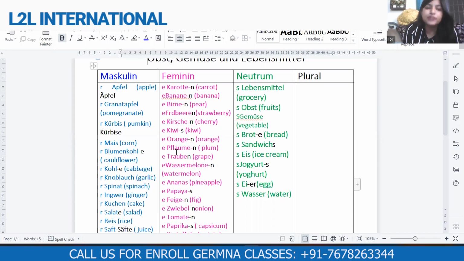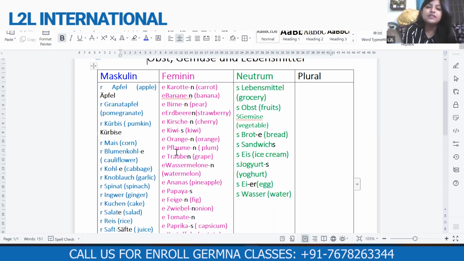Okay, so this was a Neuter section. Let's discuss the masculine part here. Apfel, der Apfel, and here I have written the plural form is die Äpfel. Nothing changes, only it adds an R, and the A changes to an umlaut. Äpfel. Apfel, Äpfel.